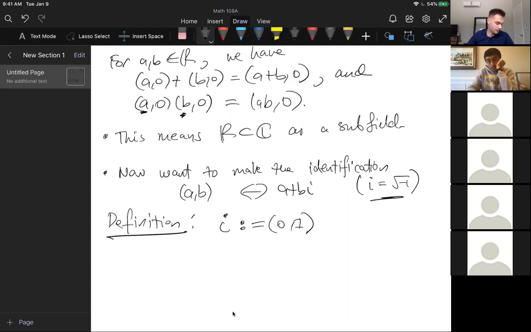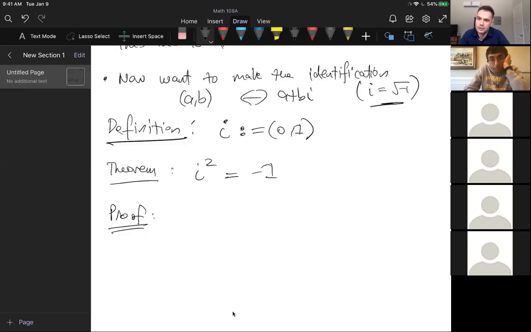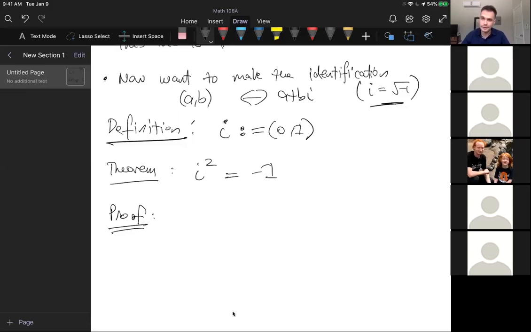And so the theorem is that i squared is equal to -1. And so the proof, how do you see that i squared is equal to -1? Is it the multiplication law for those numbers? Exactly. Yeah, exactly. You need to use the multiplication law for complex numbers.